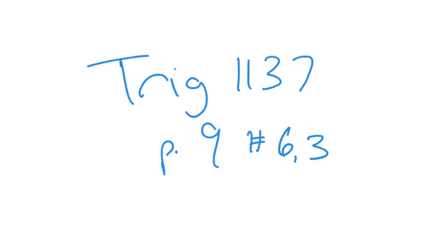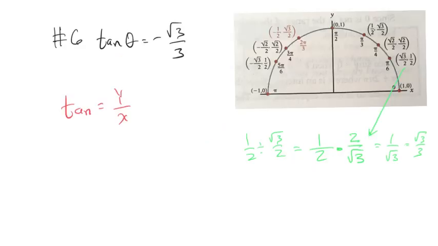Let's talk about two problems on page 9 of Trig PACE 1137. We're going to start with problem 6 and then we're going to do problem 3. On problem number 6, we have the tangent of theta. Tangent of theta equals negative square root of 3 over 3.